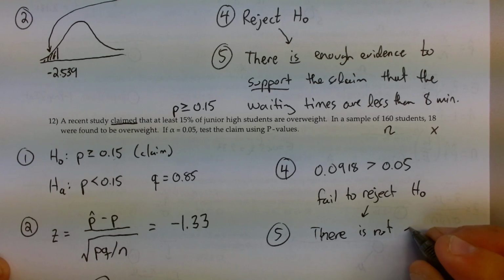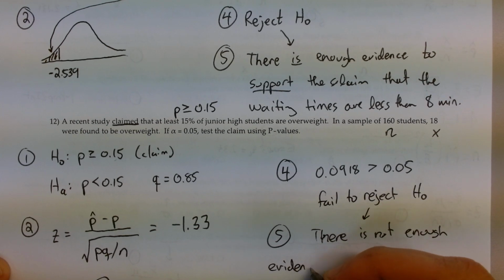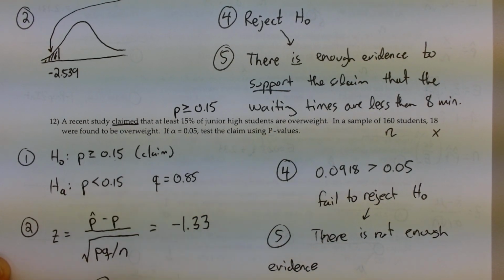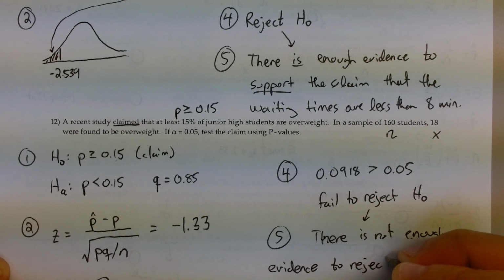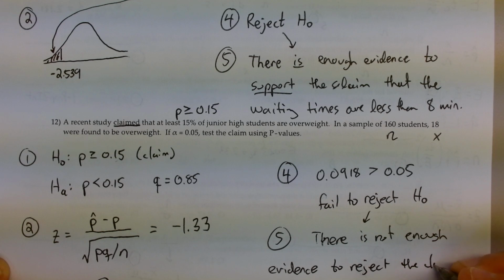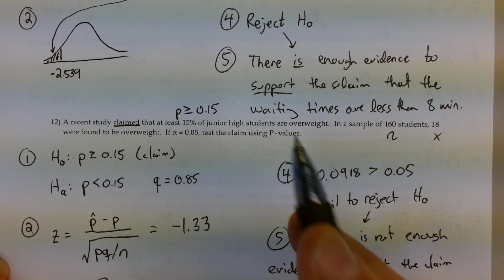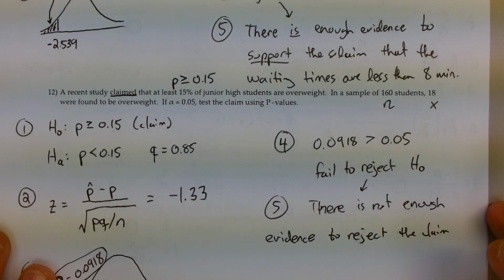So that's how we'd start our sentence here. And this time the claim was the null, so there's not enough evidence to reject that claim. And then again, write briefly what that claim was, which was that at least 15% of the junior high students are overweight.